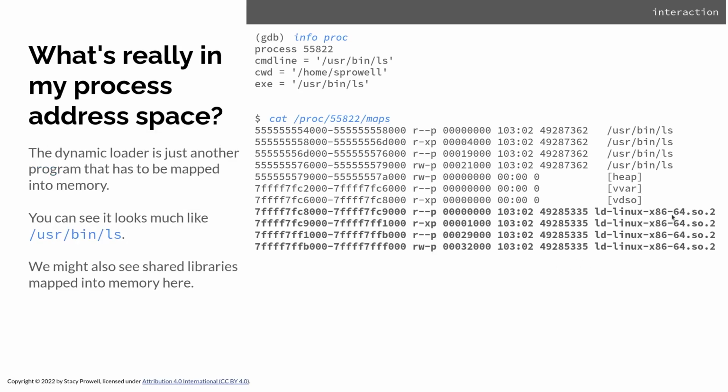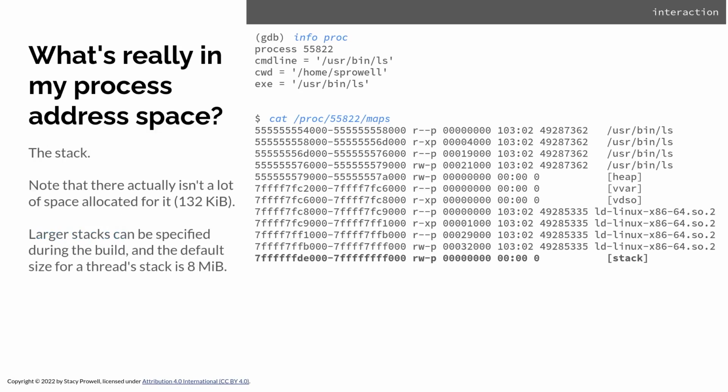Some more stuff. Look at that. ld-linux-x86-64.so.2. What is that? That's the dynamic loader. It's a program just like ls is, and so we should expect its little memory map to look like ls's, and it does, right? There's its initial information, its tables and headers and so forth. There's its text section. There's probably its data. There's its BSS. There it is. We might also see shared libraries mapped into this space.